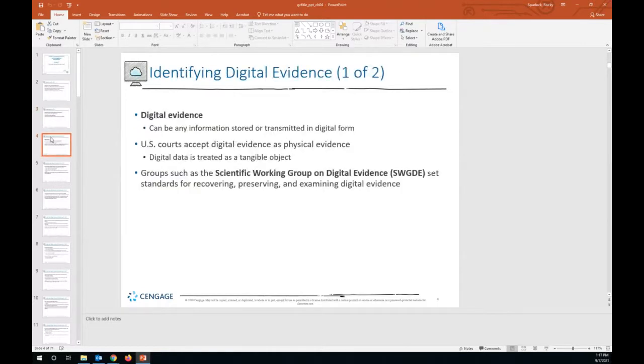So we start off, we can define digital evidence. This is any information that can be stored or transmitted in digital form. U.S. courts accept digital evidence as physical evidence, and so it is treated as a tangible object. And there are groups such as the Scientific Working Group on Digital Evidence. They set the standards for recovering, preserving, and examining digital evidence.